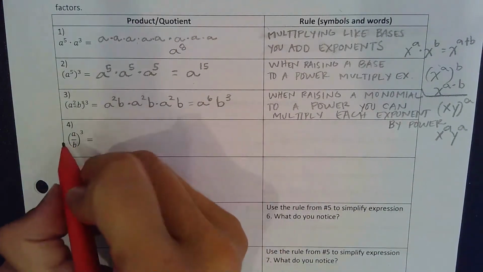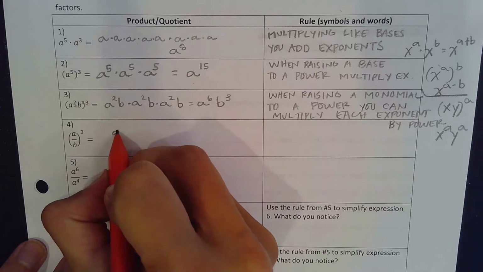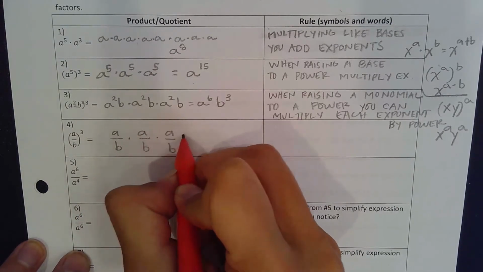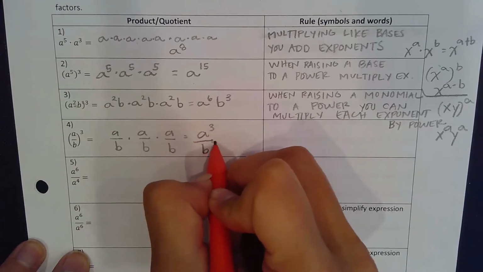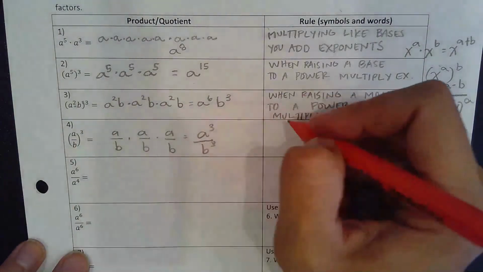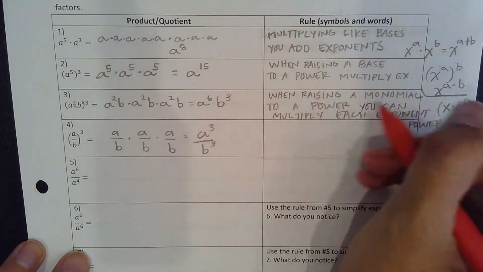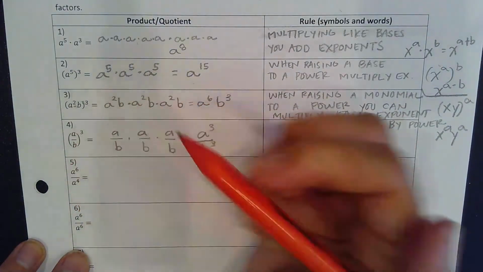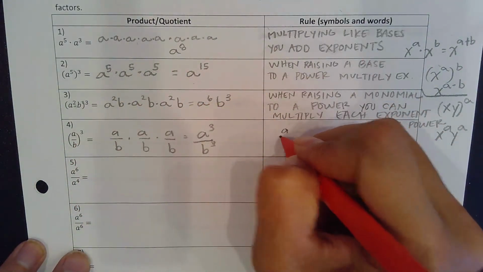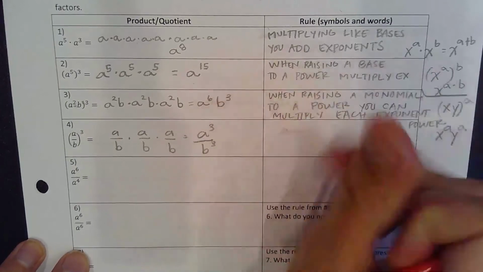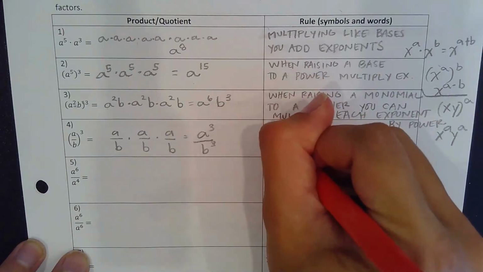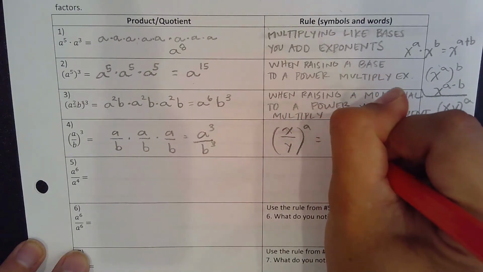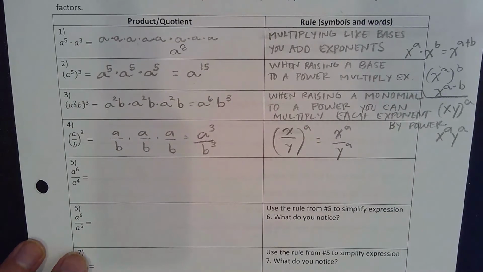So same thing here. So a over b to the third power, so that means a over b times a over b times a over b. So that's going to be a cubed over b cubed. So same thing, you're going to just distribute that. When you are raising a monomial that's dividing, you can just distribute the exponent as well. So let's just say this.